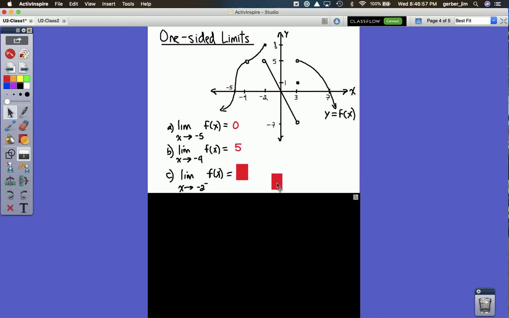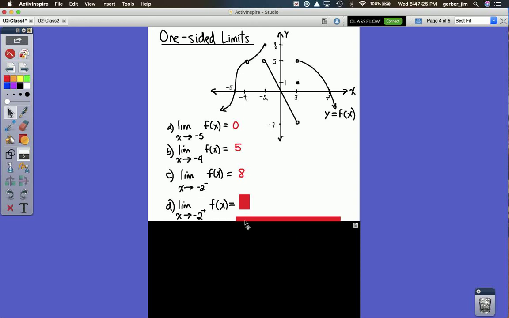Now we look at this one. As x approaches -2, now the little minus sign up here means that we approach -2 from the left side. Only from the left side. So as I approach -2 from the left, I'm coming in from this side. I go up and I see my function is going towards 8. And so I say the limit as x approaches -2 from the left side is 8.